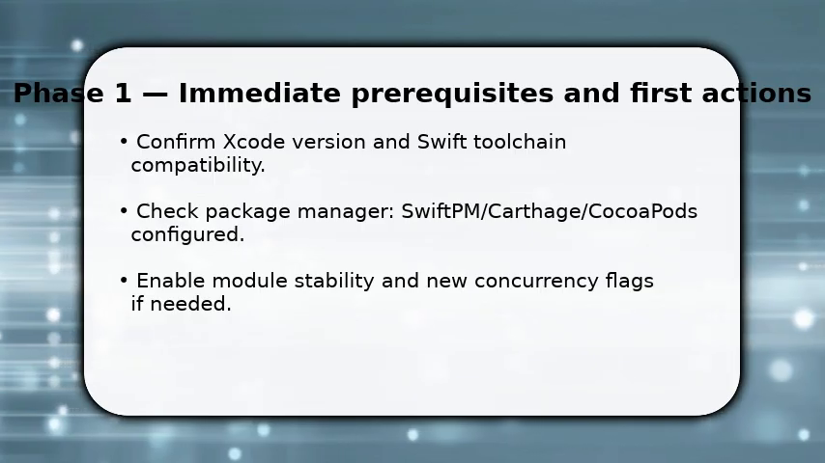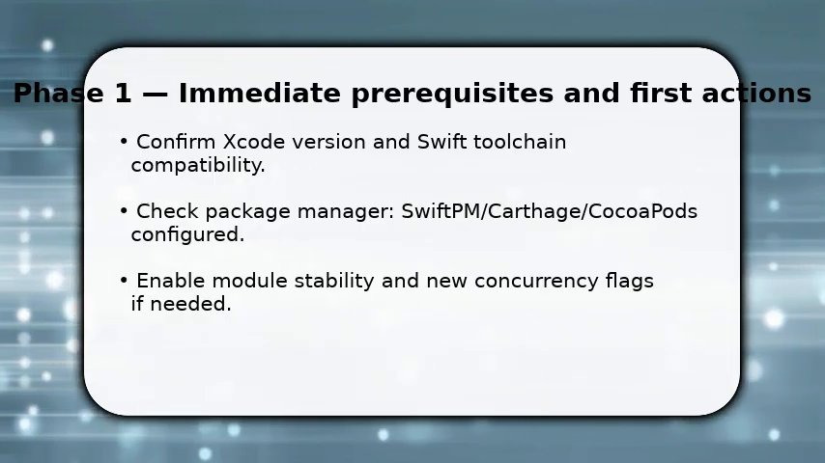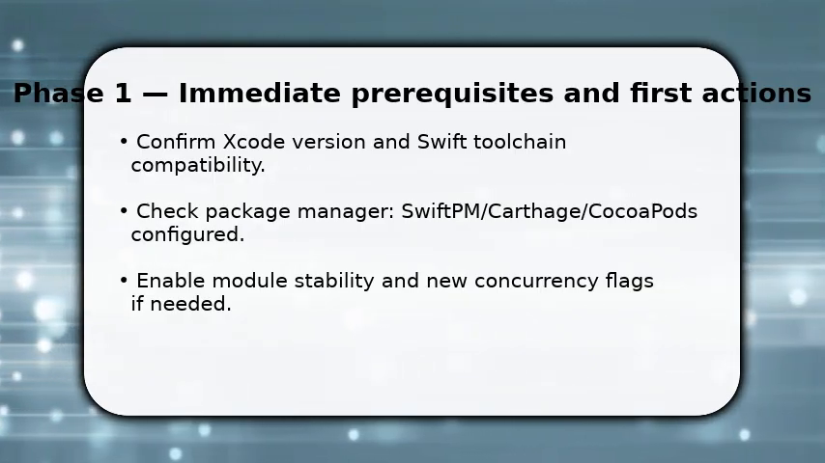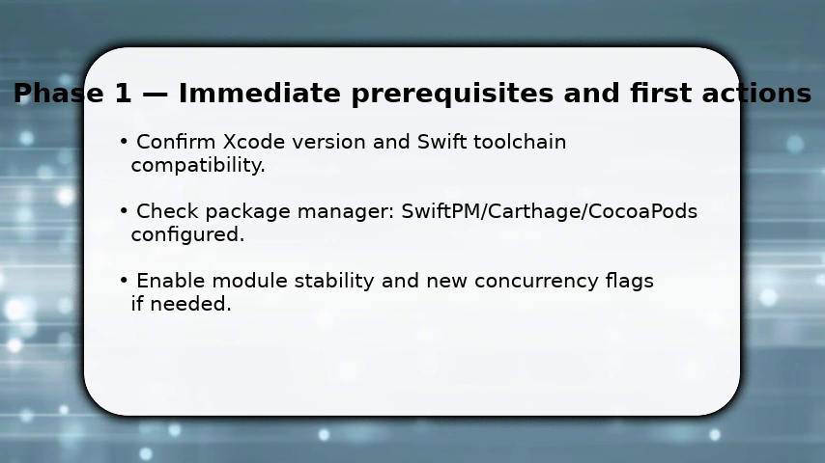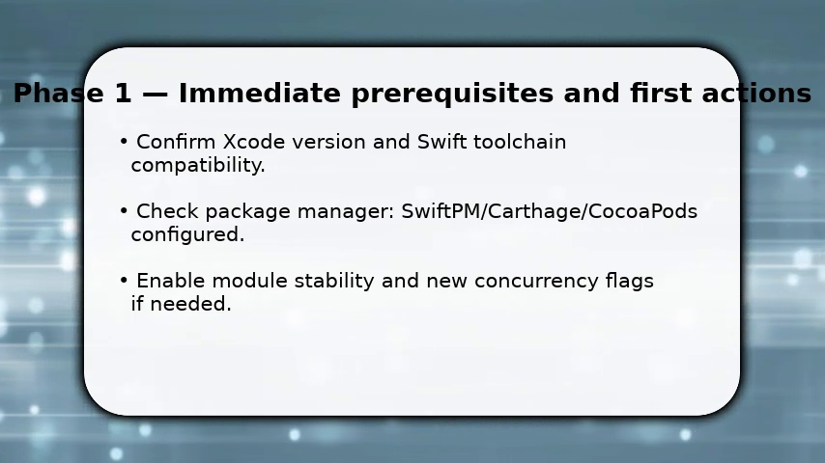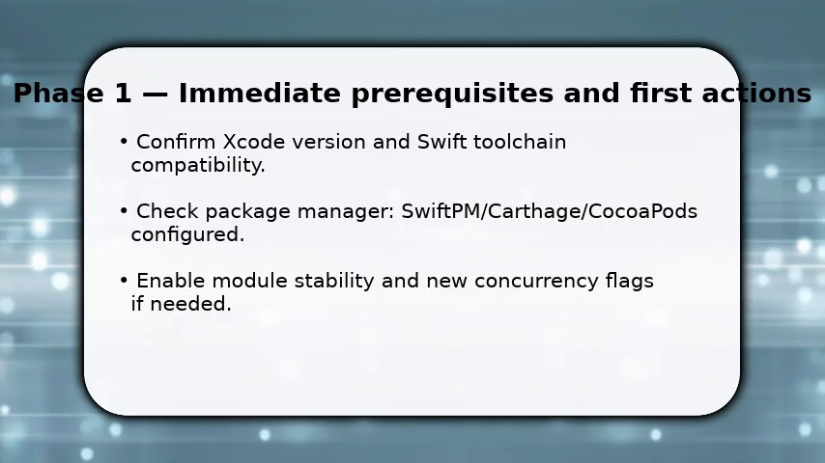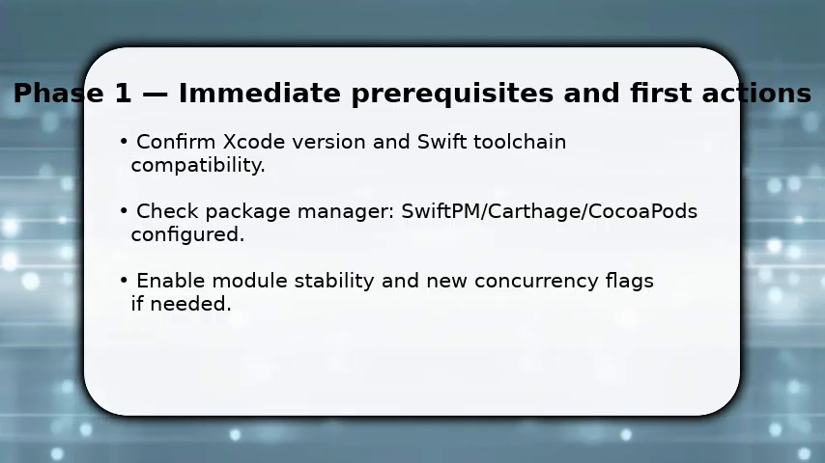Make sure to enable the new concurrency flags and module stability in build settings so executors load correctly. Finally, clean derived data and rebuild. This clears stale artifacts that often cause injection failures.